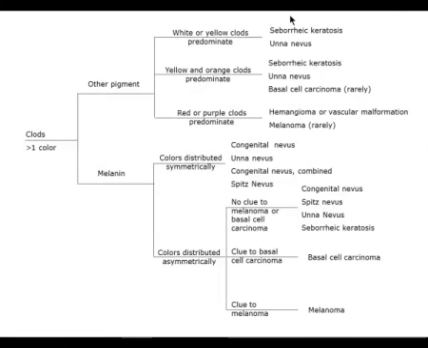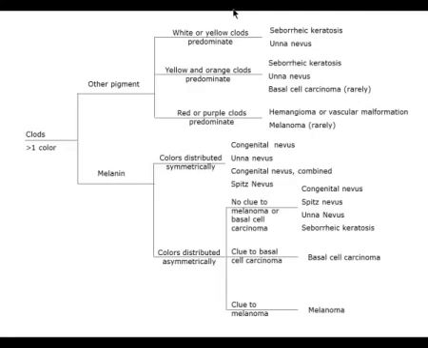Now you have to differentiate between lesions that have melanin predominating or lesions with other pigment predominating. If you have white or yellow clods, or yellow and orange clods, the main diagnosis is seborrheic keratosis. If you have red or purple clods, again you have hemangioma or rarely melanoma.